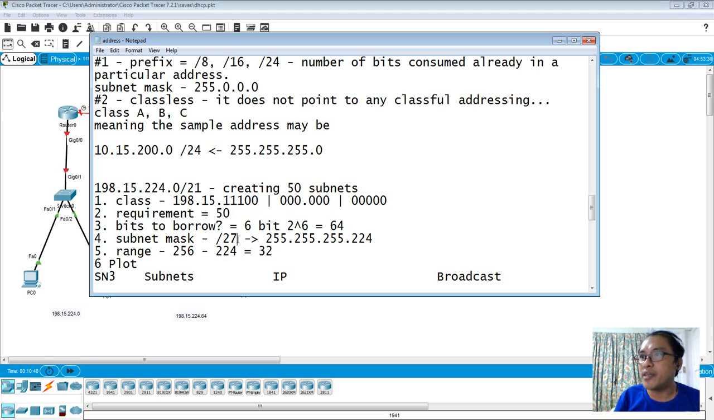So if we have /27, we are going to convert that into the correct subnet mask, which is 255.255.255.224. 224 because we have these 3 bits here at the 4th octet. That would be 128 plus 64 plus 32. That's 224. So in order for us to get the range, we have to deduct 224 from 256, and we have a range of 32. So each network has a range of 32. Okay, 32 IP addresses inside it.